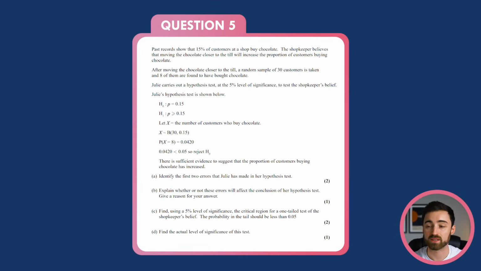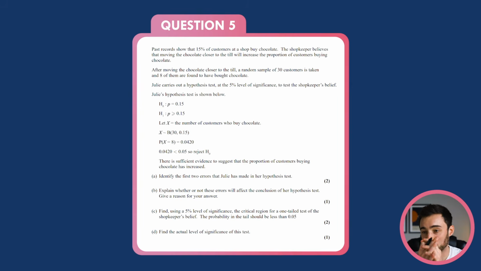Cool. Past records show that 15% of customers at a shop buy chocolate. The shopkeeper believes that moving the chocolate closer to the till will increase the proportion of customers buying the chocolate. After moving the chocolate closer to the till, a random sample of 30 customers is taken and 8 of them are found to have bought chocolate. Julie carries out a hypothesis test at the 5% significance level, shown below. Identify the first 2 errors that Julie has made in her hypothesis test. All right, let's have a look at it.